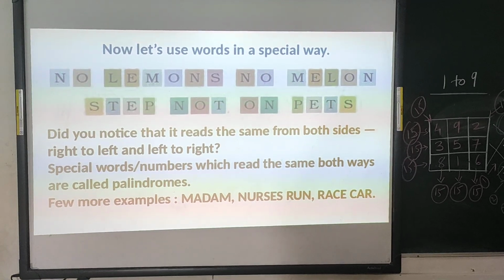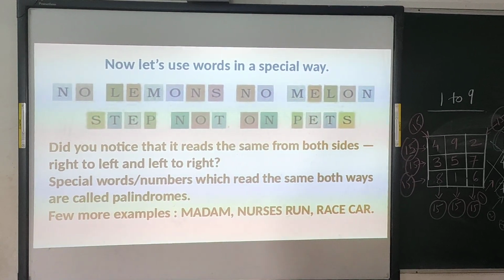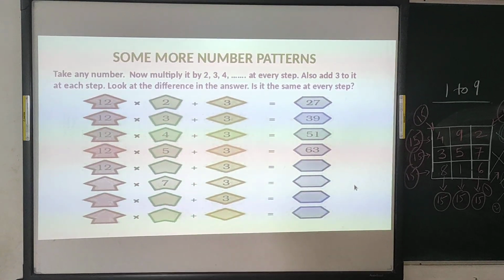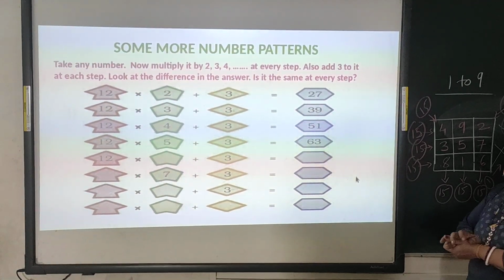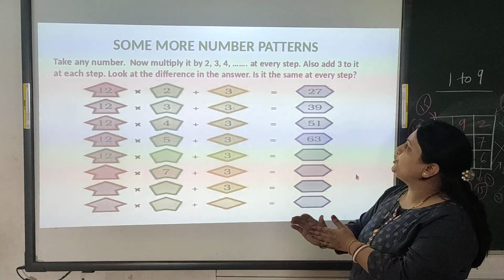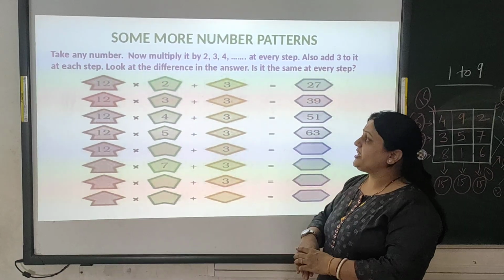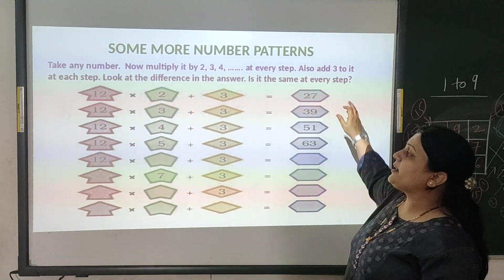Now on page number 107, a magic calendar is there. That is the game which you have to play. Okay. Now see here, some more number patterns are there. Take any number, now multiply it by 2, 3, 4 at every step. Also add 3 to it at each step. Look at the difference in the answers. Is it the same at every step?